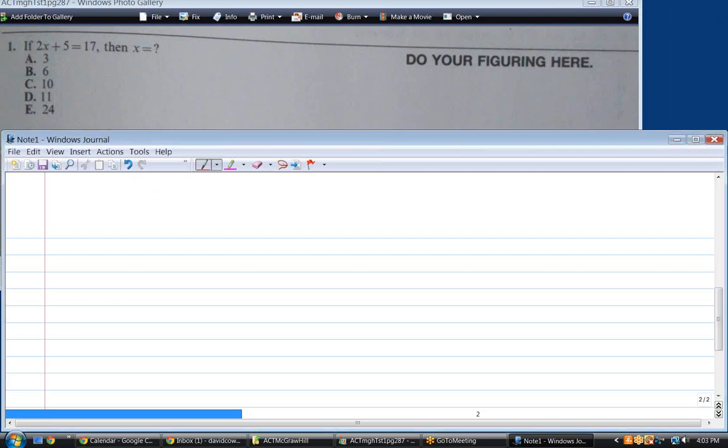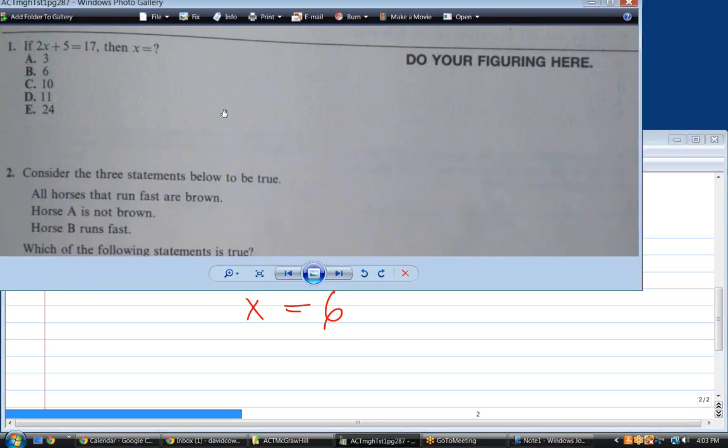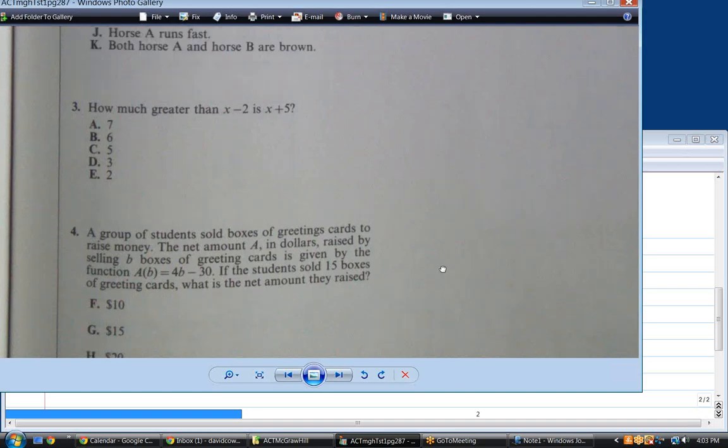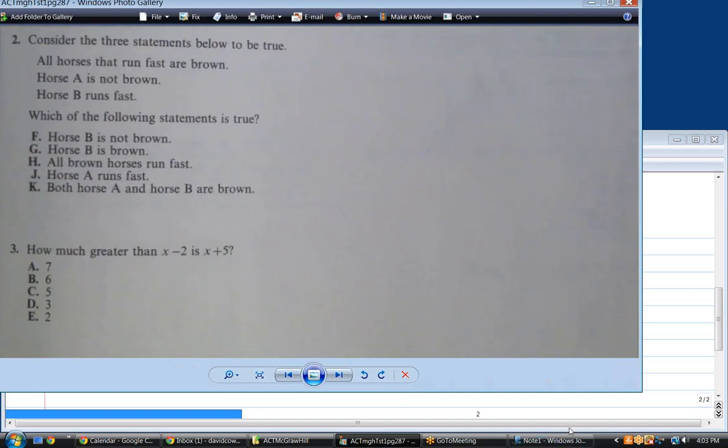So work me through the steps here. Okay. So first you're going to subtract the 5 to the other side. So give me the next line. So 2x equals 12. And the next line? Then it's just x equals 6. Okay. Number 2.